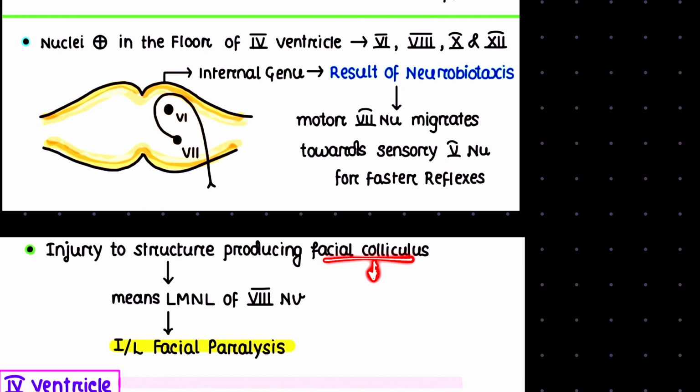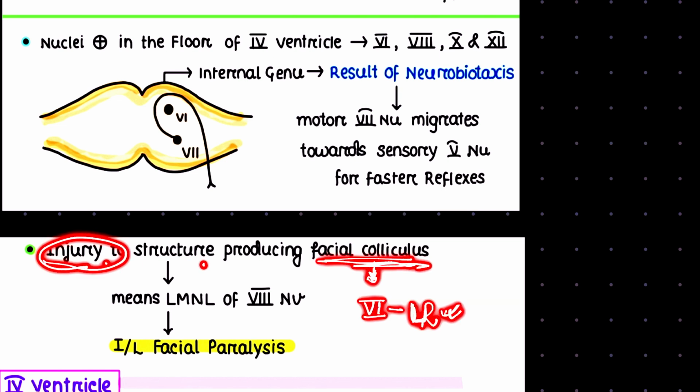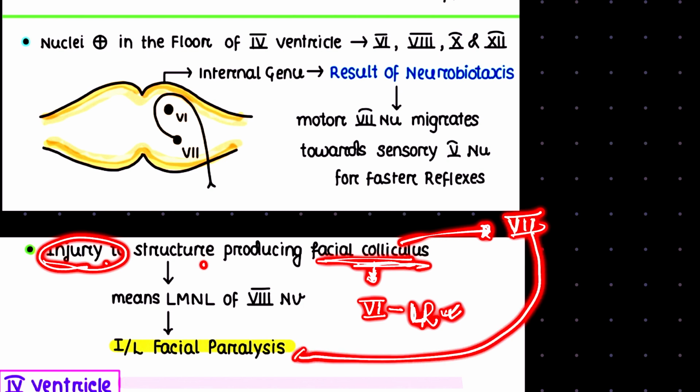We know that inside the facial colliculus we have the nucleus for the 6th cranial nerve. This 6th cranial nerve is the abducens nerve, and it is responsible for the lateral rectus muscle. So maximum time will go for this answer, but this answer is not right, because the injury is to the structure of the facial colliculus. That means the injury is directly to the 7th cranial nerve. Since there is injury to the 7th cranial nerve, there will be the condition of facial paralysis.